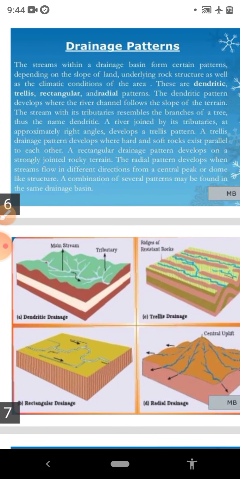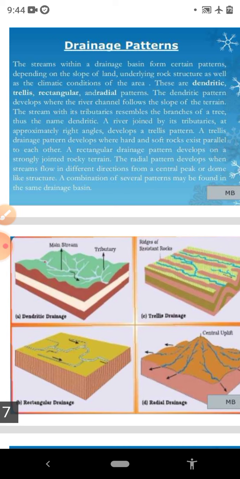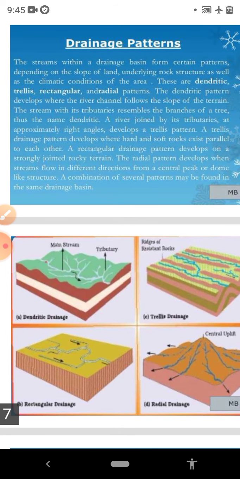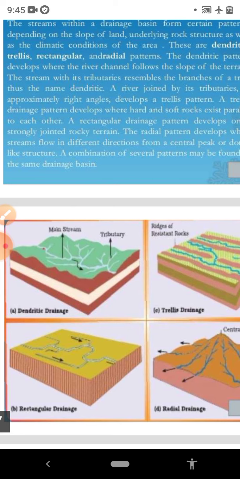After that, we will discuss about the drainage patterns. These are the designs formed by the rivers depending upon the slope of the land, climatic condition, underlying rock structure. As per your textbook, the drainage patterns can be categorized into dendritic drainage pattern, trellis drainage pattern, rectangular drainage pattern, and the radial drainage pattern. First we will discuss about the dendritic drainage pattern.